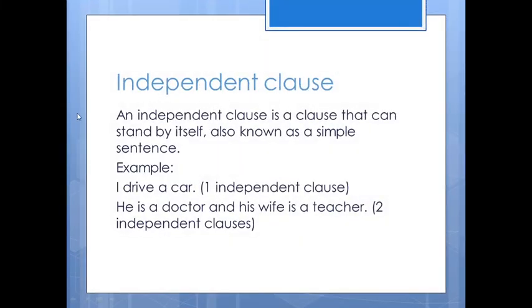Independent clause. An independent clause is a clause that can stand by itself, also known as a simple sentence. Example: I drive a car. It contains one independent clause. He is a doctor and his wife is a teacher. Two independent clauses.